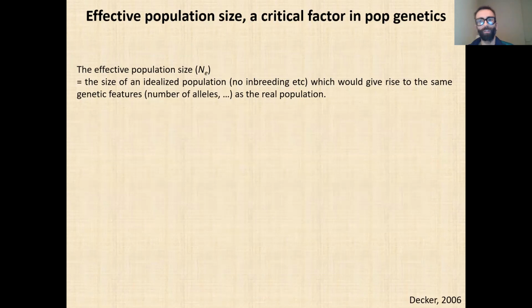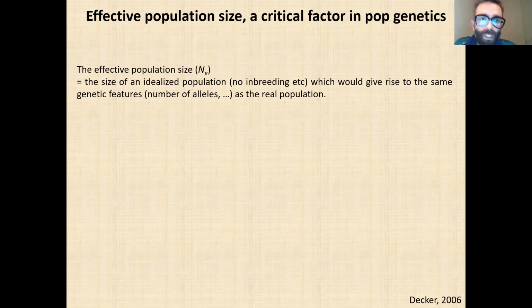Okay, and there is one measure that we often use in population genetics, and you probably know it, it's called the effective population size. What does that mean? This effective population size is the size of an ideal population, no inbreeding, etc., which means that with this population that is, let's say, healthy in terms of genetics, we need a certain size to recover the total number of alleles of the population we are looking at.